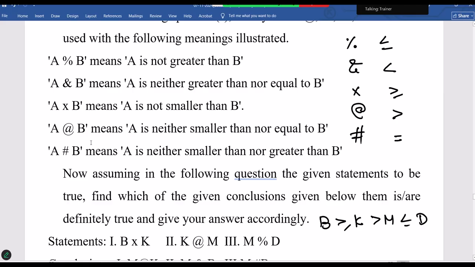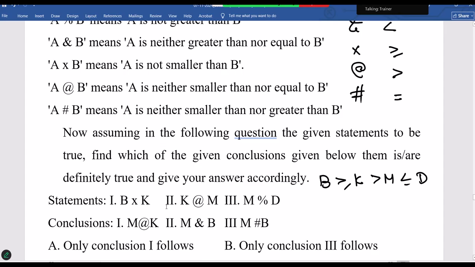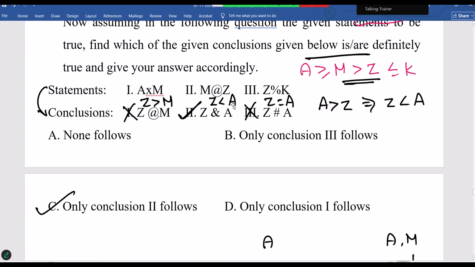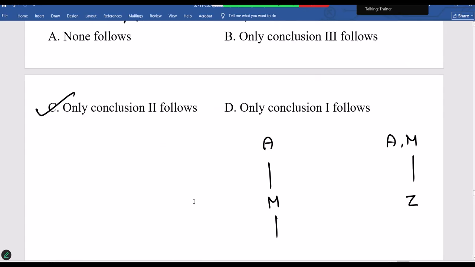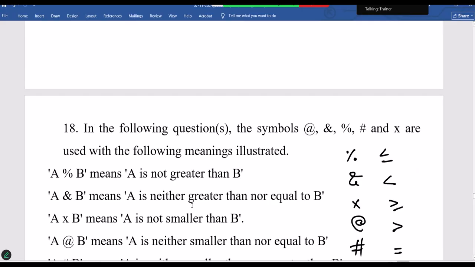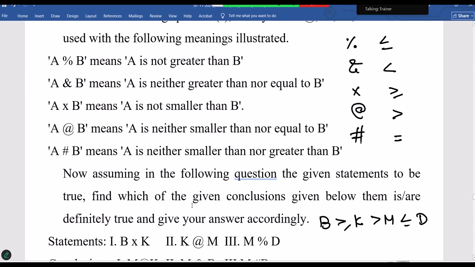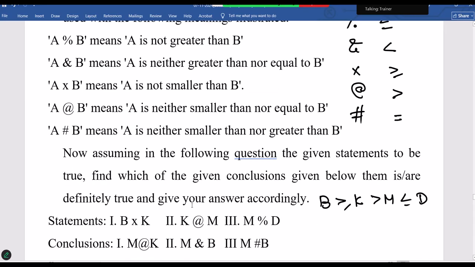This is how for one of your friends they give it in terms of B and K. For you they may give it in terms of A, Z, A, M, Z. But the logic might be the same. You may not be in a position to understand that. Okay, that's related to the conclusion.